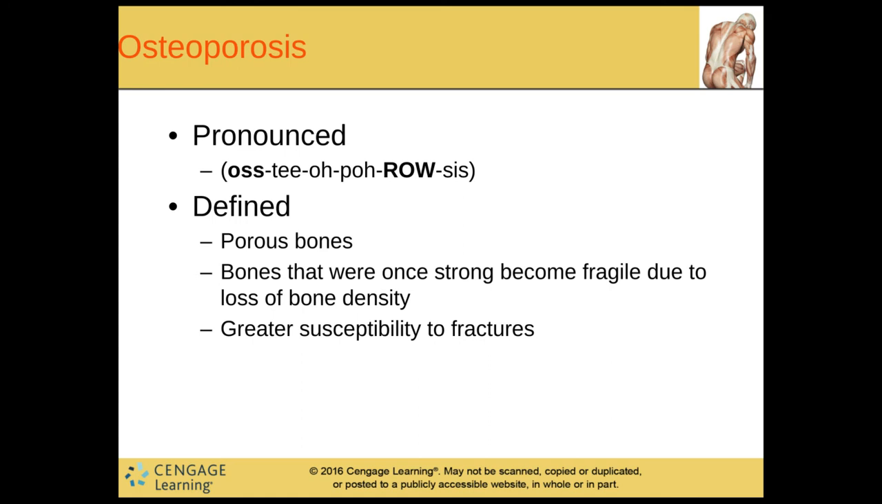We have osteoporosis. So this is a porous bone. So this is whenever bones that were once strong become fragile due to the loss of bone density, and they are at a greater susceptibility of fracturing, right? So they are a little bit more susceptible to breaking. So osteoporosis, you see it a lot in older people and mostly women.